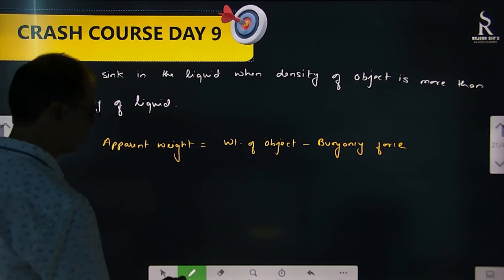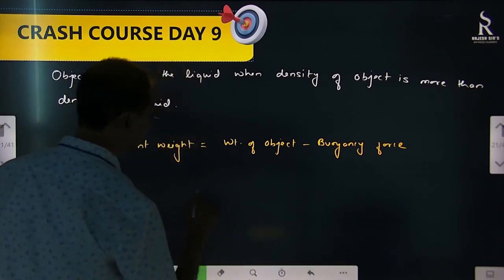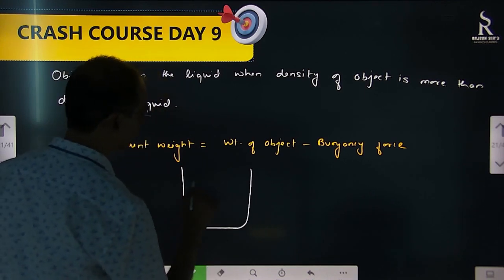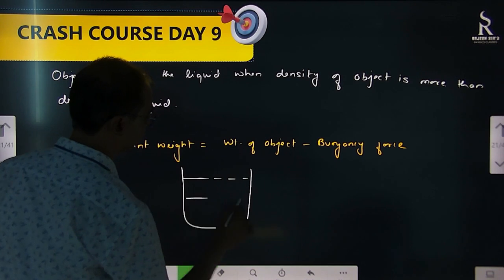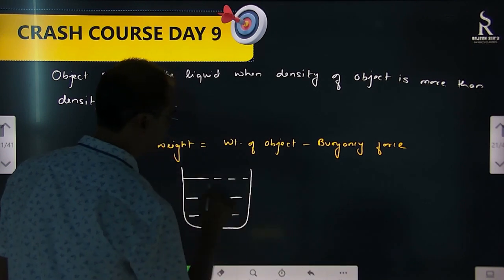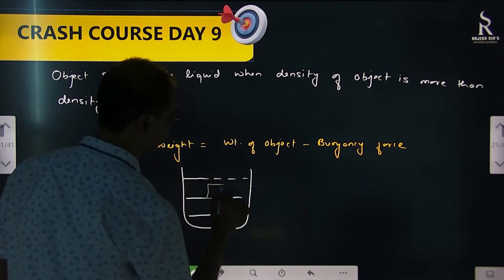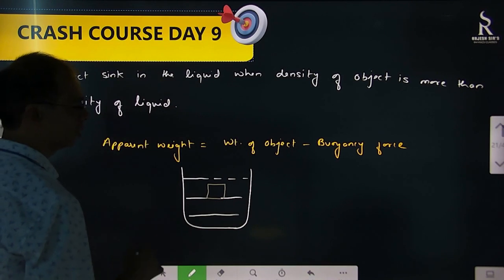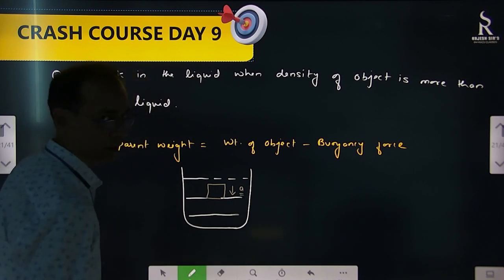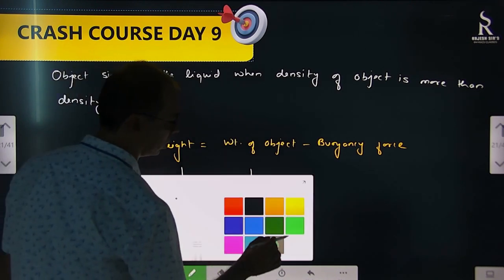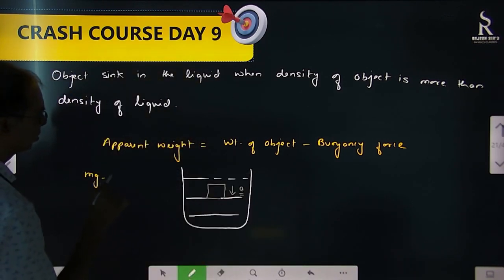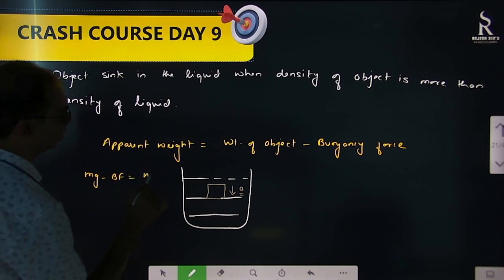So suppose I show you there is a container. Now in this container, this is the liquid, right? And we put one object in it. This is the object, and it is going down with a certain acceleration because its weight is more. So what will you write? What will be the acceleration? We can write mg minus buoyancy force equal to m into a.